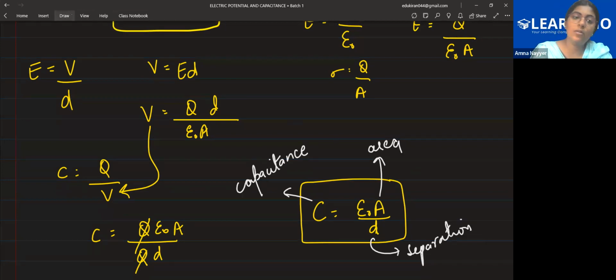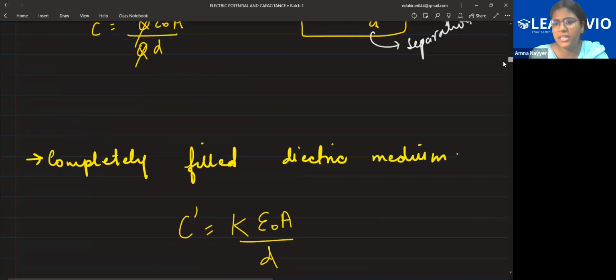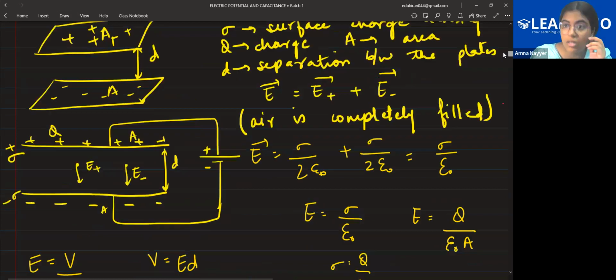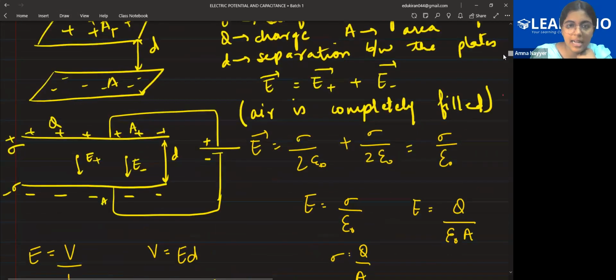Now, the second case is if a dielectric was filled, then it's very easy. K is equal to C by C naught, so C dash will be K epsilon naught A by D. That's it. So two cases will be done like this. These derivations also come in the exam. Right? Start writing from here.